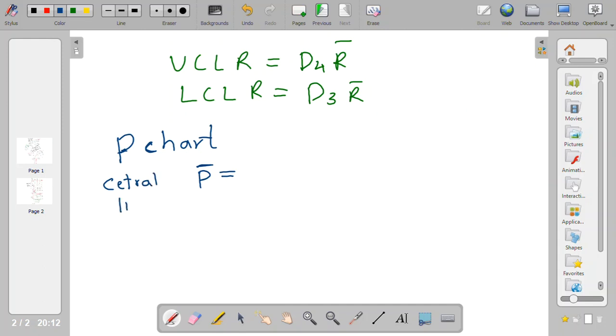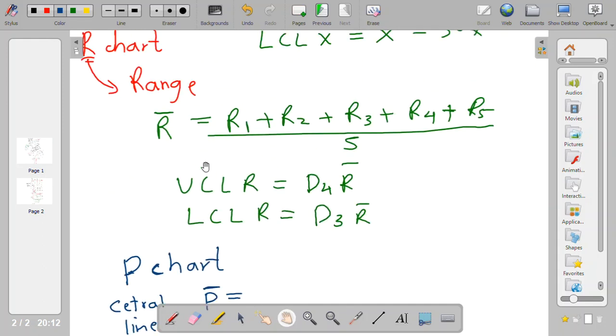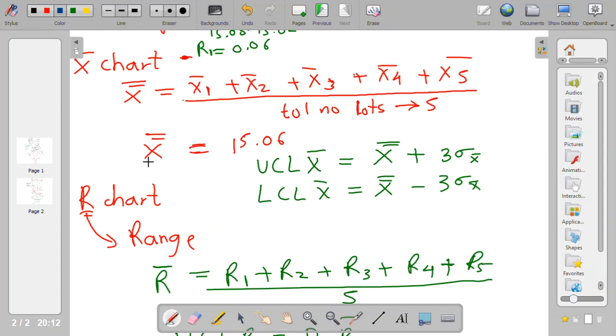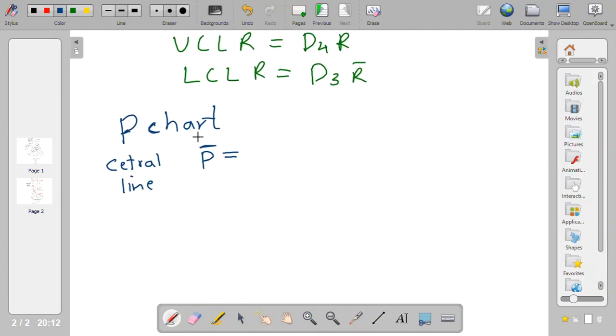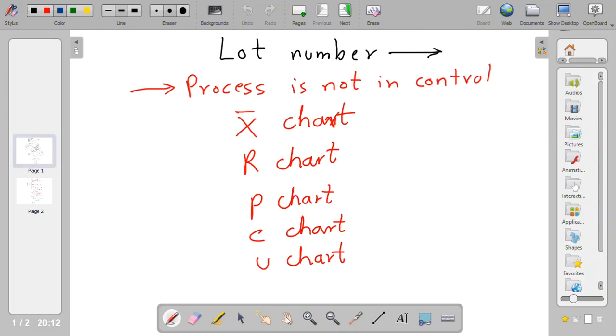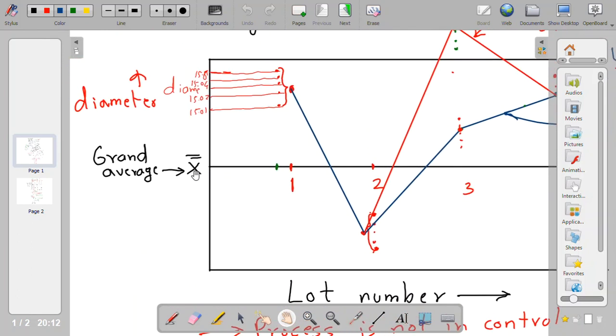Central line means, in the case of the x bar chart, this is the mean value. Similarly, in the case of your P chart, your mean value is P bar. Here X double bar is your grand average, meaning the mean. Then this is the upper control limit and lower control limit of the x bar chart. So we require the mean value, upper control limit, and lower control limit.